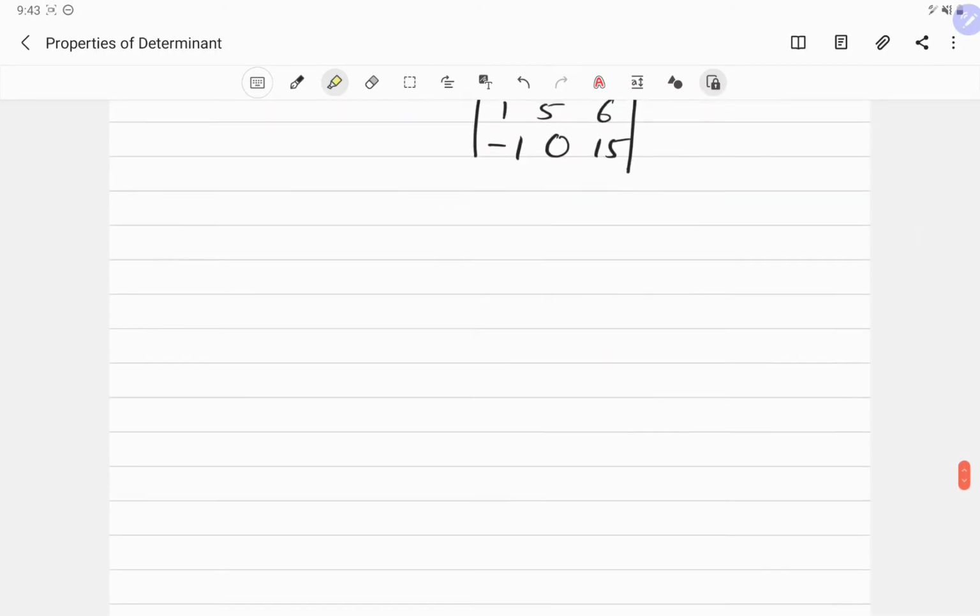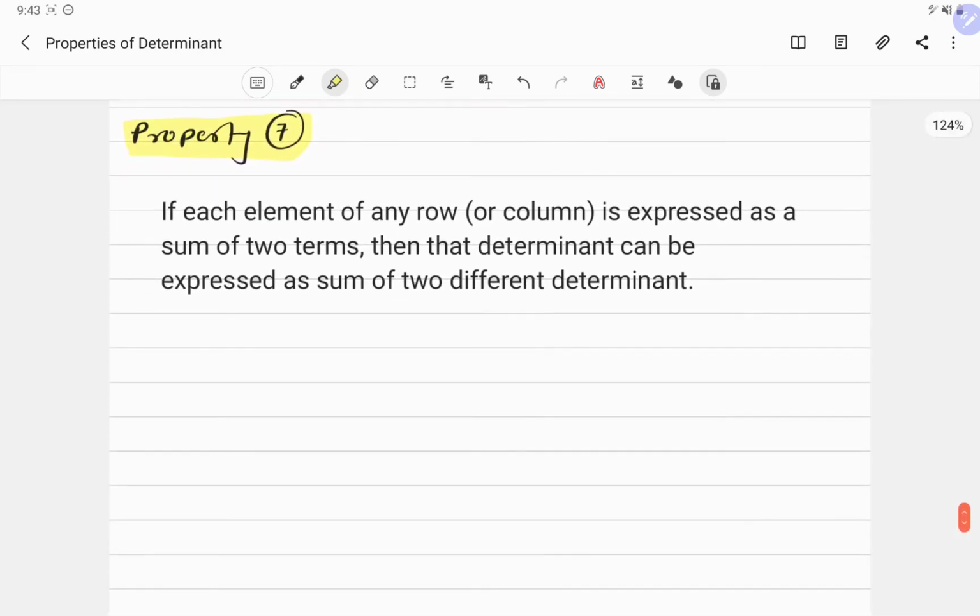Now let's understand property number 7. Property number 7 is, if each element of any row or any column. Once again, here I want to tell you this very important fact: whatever properties we apply for the rows are also applicable for the columns of the determinant. Whatever properties you apply for rows are the same properties you can apply for columns. So there is no difference at all as far as rows and columns of determinants are concerned.